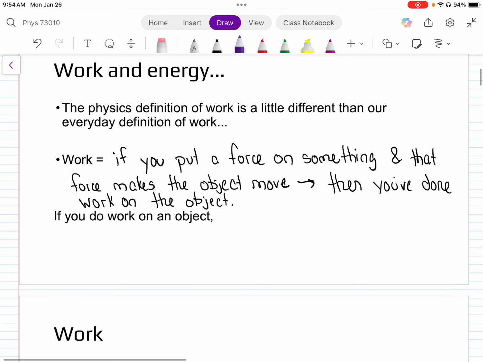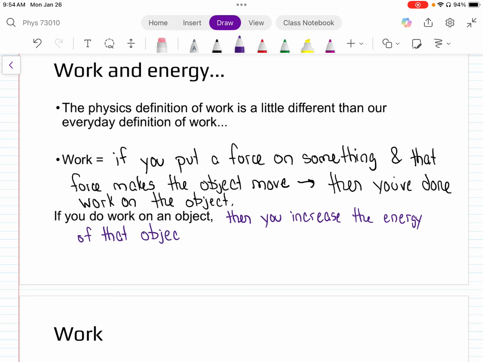Another way to think about work, this might be more helpful. If you do work on an object, then you increase the energy of that object. What's dicey about this equation is now I'm linking the physics word work to the physics word energy. If you have a good understanding of energy, then that definition might be helpful. But we might not have a great understanding of energy yet, so that latest definition may not be quite helpful yet. But we're going to talk a little bit more about energy, so we'll circle back to that one.